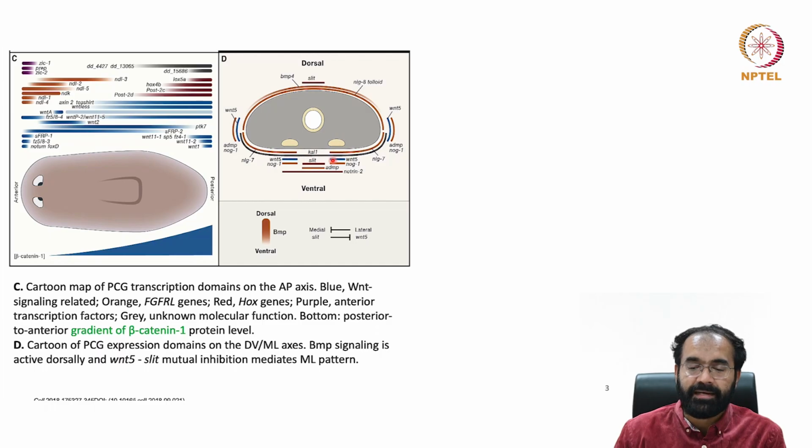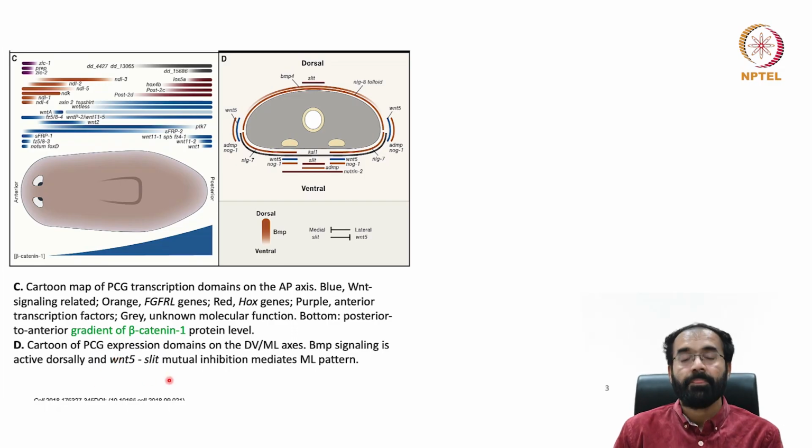The Wnt5 is expressed right in this boundary, as you can see here. And in the middle, you have got a slit expression. And BMP expression is strong in the dorsal region. And also in the mid-dorsal you have got the expression of slit genes. And also the Wnt-slit mutual inhibition is important for the establishment of mediolateral pattern.